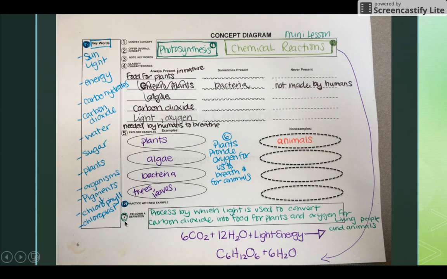And then finally, number 7, tie down a definition. I'm hoping my students will be able to conceptualize all this information and write down their own definition. I wrote: process by which light is used to convert carbon dioxide into food for plants and oxygen for living people and animals. So that's a quick mini lesson.